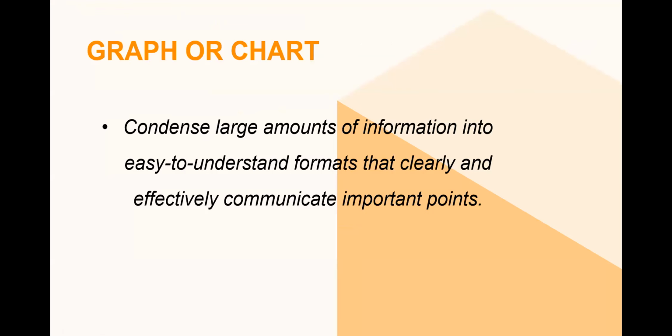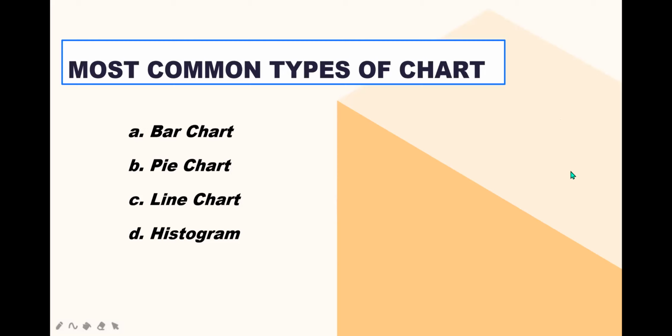Okay, now let's proceed to the third one. That is what we call graph or chart. So what is this? It condenses large amounts of information into easy to understand formats that clearly and effectively communicate important points. Okay, so that is charts and graphs. The most common types of charts or graphs are bar chart, pie chart, line chart, and histogram. Okay, so let's discuss everything about this.